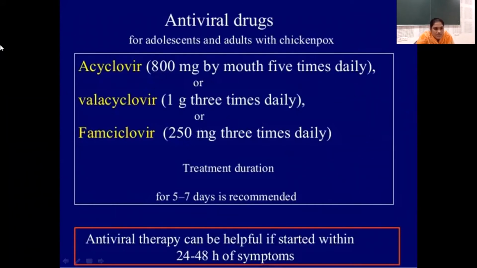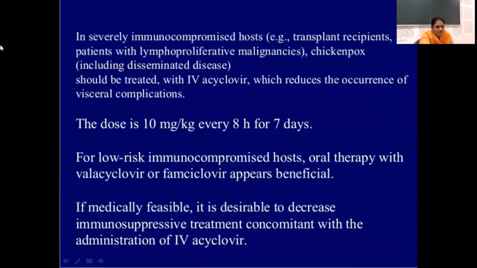For antiviral drugs in adults with chickenpox, acyclovir is given at around 800 mg 5 times a day orally, and the remaining 2 drugs are also used. The duration of treatment is around 5 to 7 days. Antiviral therapy can be helpful if it is started within 24 to 48 hours of symptom presentation. This is used for both chickenpox and herpes zoster.